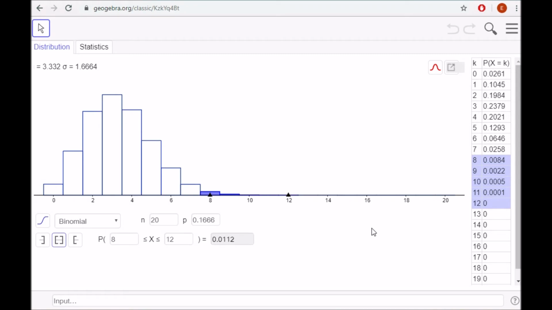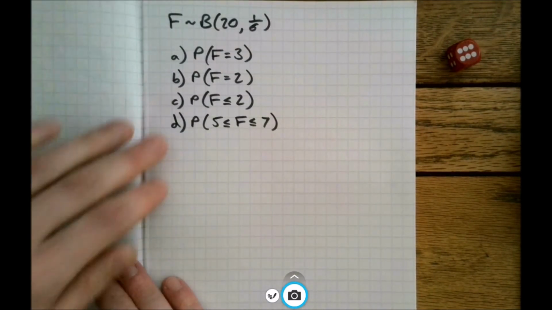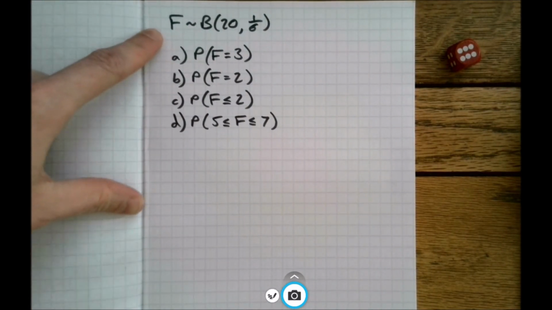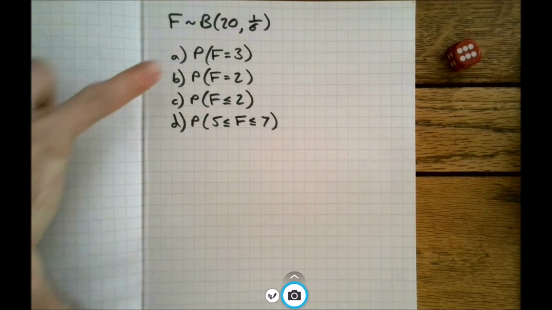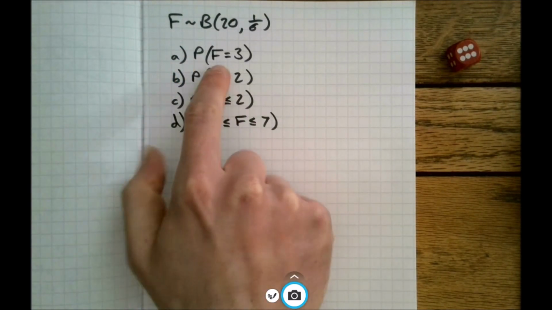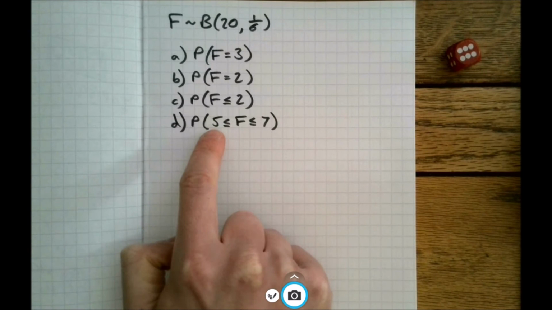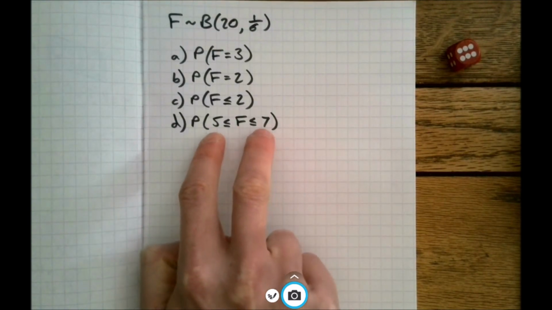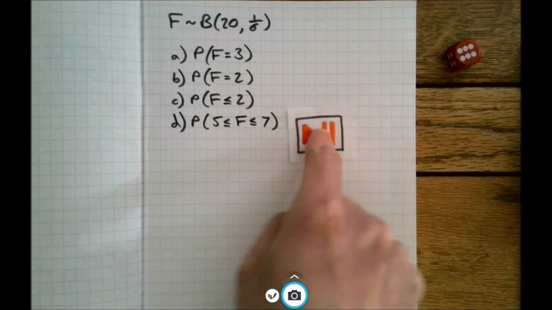I want to get you doing the maths now. I have for you, for that binomial random variable we were just talking about, our number of 5s in 20 on the die, can you use either the GeoGebra app that I was just talking about, or try and remember how to use your ClassWiz to figure out these probabilities? So the probability that f is 3, that f is 2, that f is less than or equal to 2, and the probability that f is between or including 5 and 7. Pause the video now and see if you can figure that out.